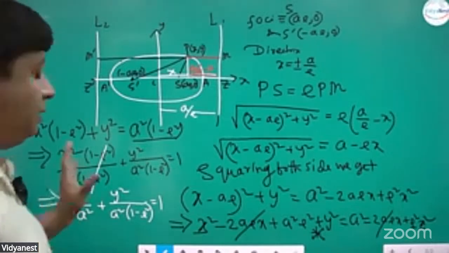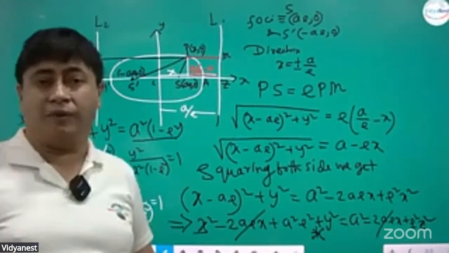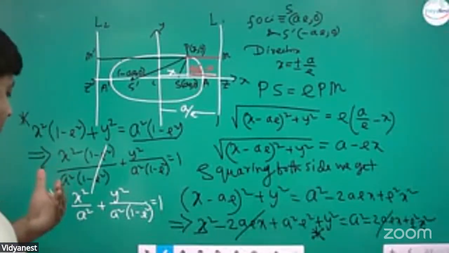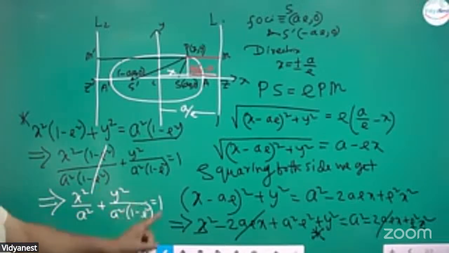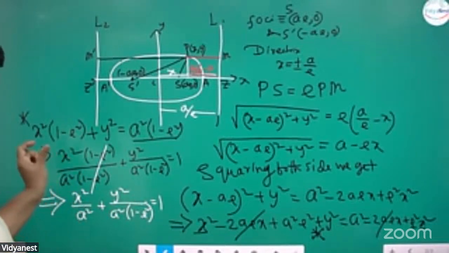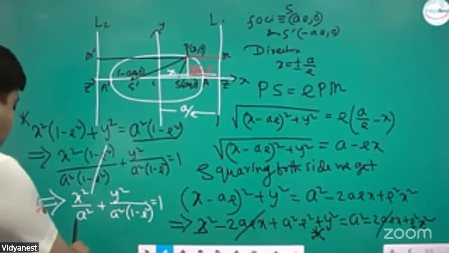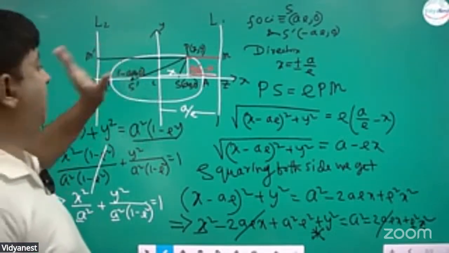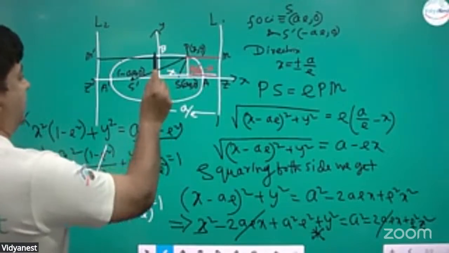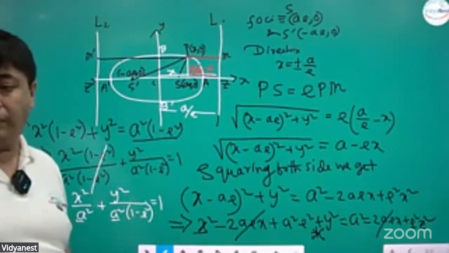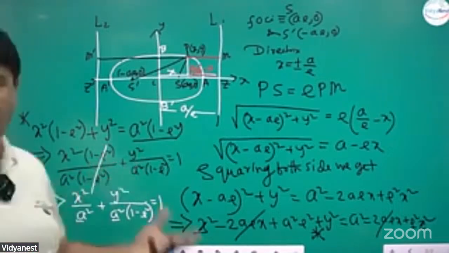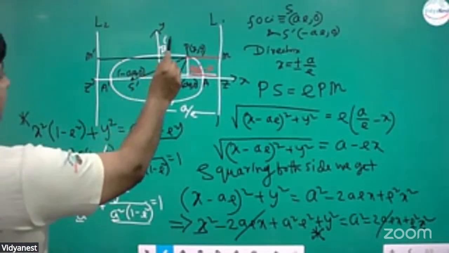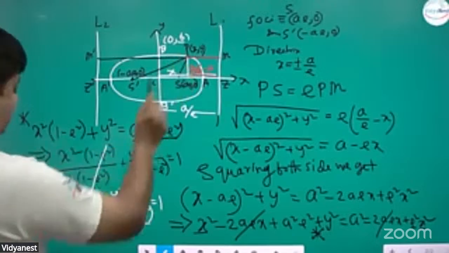But this is not the working formula we have got yet. Why? Because that is not the standard formula. Because till now, in this equation, only the semi-major axis is involved. But what about the semi-minor axis, that is, length b? We haven't got that yet. So we have to express it in terms of that b. How?